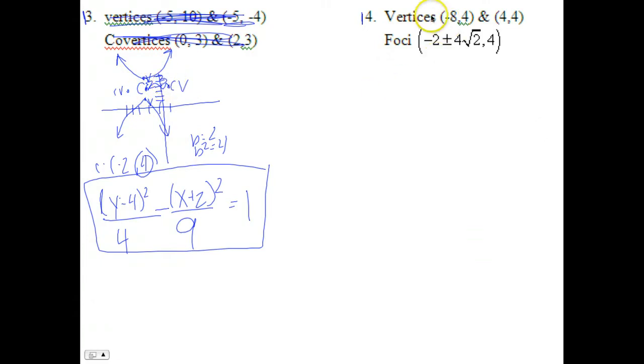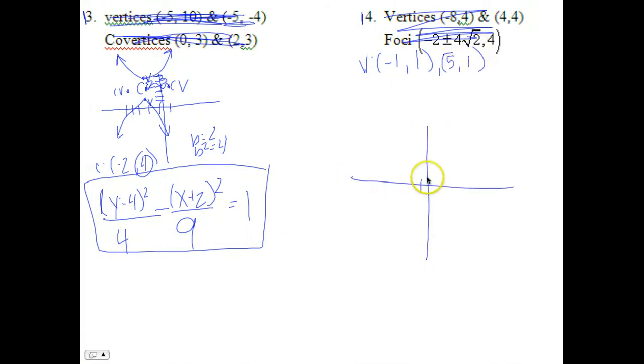Now on 14 we have the vertices. I don't know how I messed this up so much, but we have the vertices negative 1, 1 and 5, 1. So once again, plot those. 1, 2, 3, 4, 5. And then we have the foci at negative 3, 1 and then 7, 1.